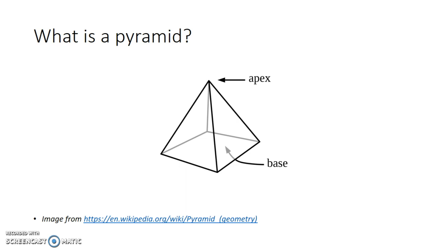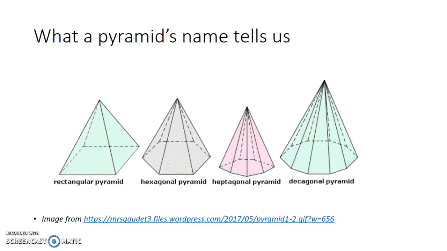I think the thing that's maybe confusing to a lot of my students is that there are actually lots of different kinds of pyramids. Look at the names we have here: a rectangular pyramid, a hexagonal pyramid, heptagonal, decagonal. In each of these cases, the name refers to the shape of the base. So if we hear or read that we have a hexagonal pyramid, all that tells us is that we have a hexagon at the bottom and it goes up to a point at the top.